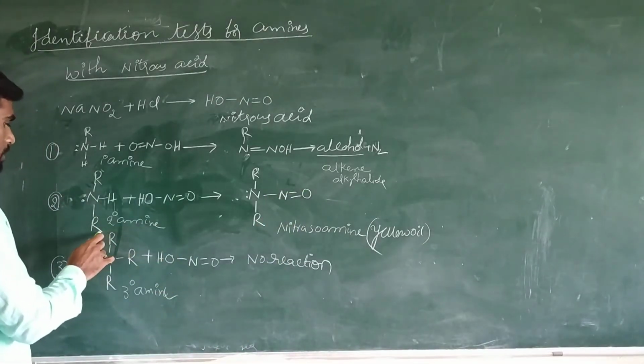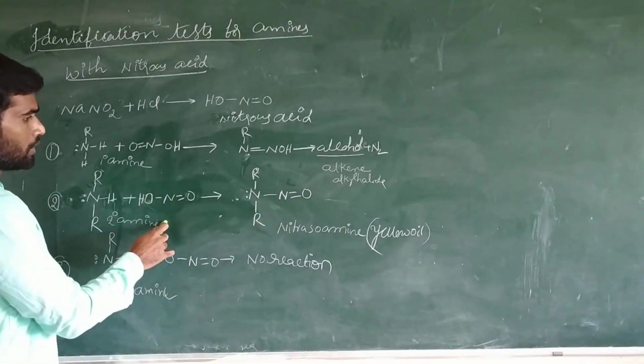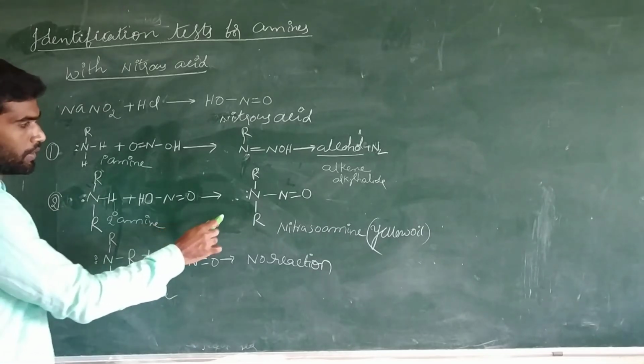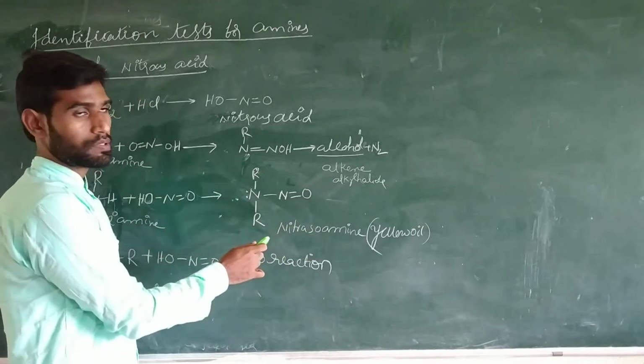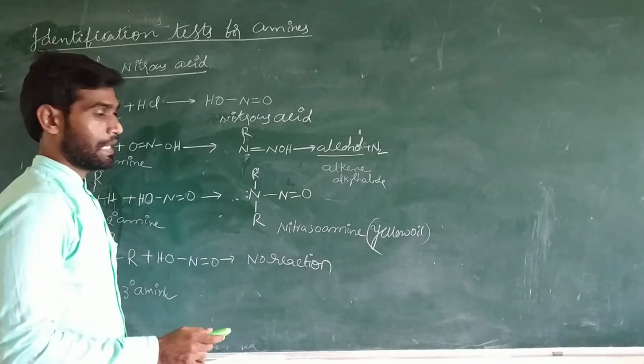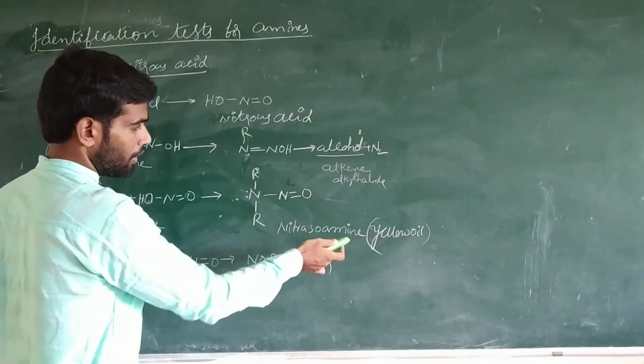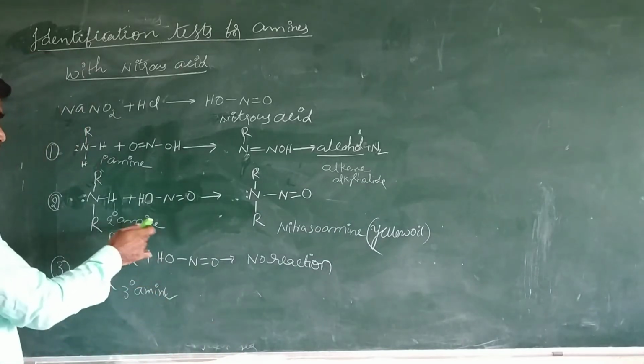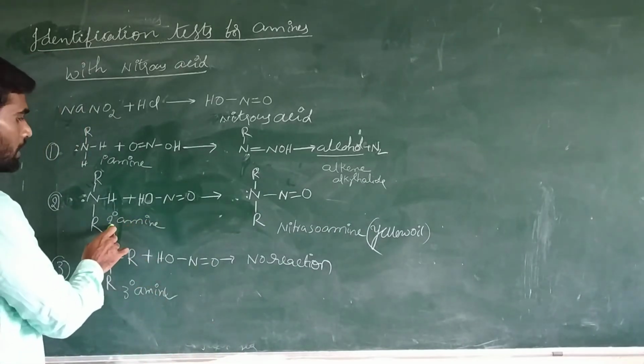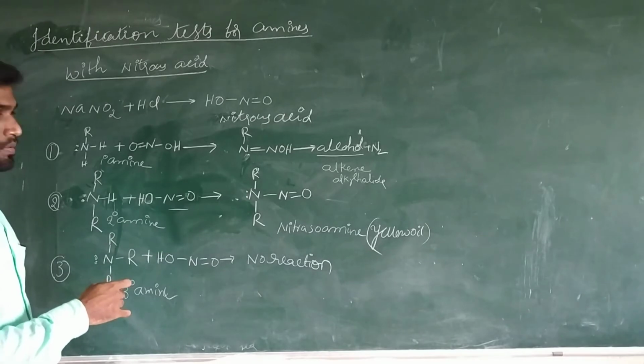These types of products are produced when nitrous acid is reacted with the primary amine, and evolution of nitrogen gas takes place. When secondary amine is reacted with the nitrous acid, we are getting a yellow oily substance called nitrosamines. Based on that oily layer, we can identify the secondary amine when reacted with the nitrous acid.